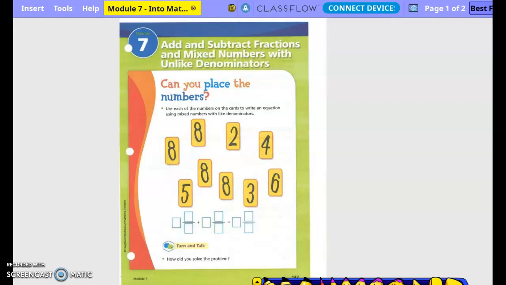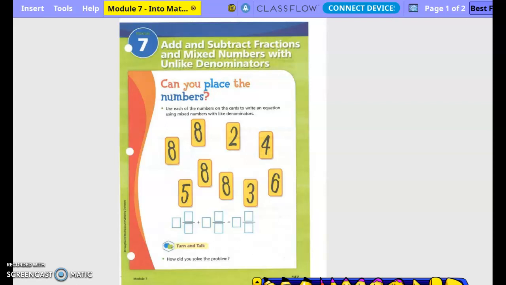Fifth grade math, module 7: add and subtract fractions and mixed numbers with unlike denominators. Okay, so in our last one, we just added and subtracted fractions with unlike denominators, right? This time we're going to have a whole number and a fraction that we're going to have to figure out our answer. So can you place the numbers?